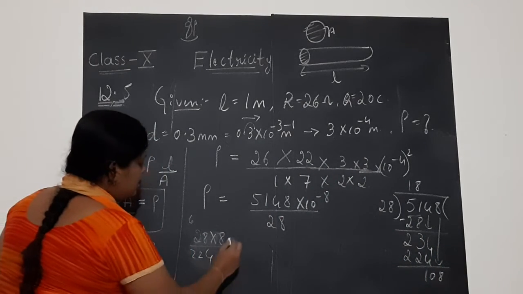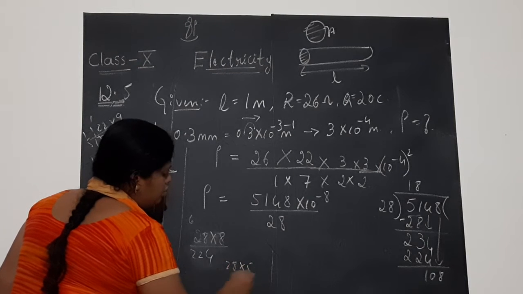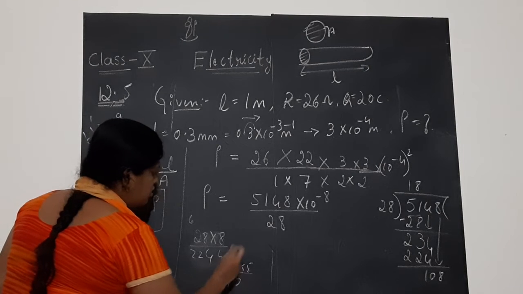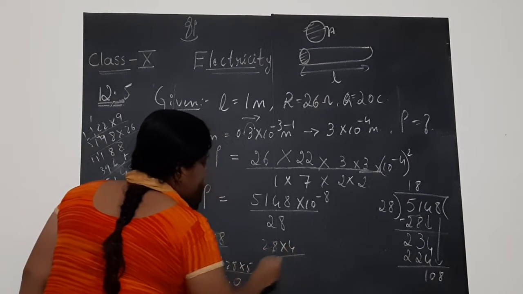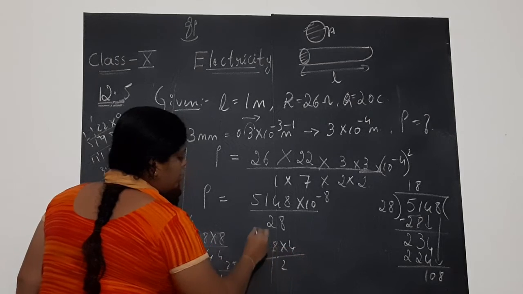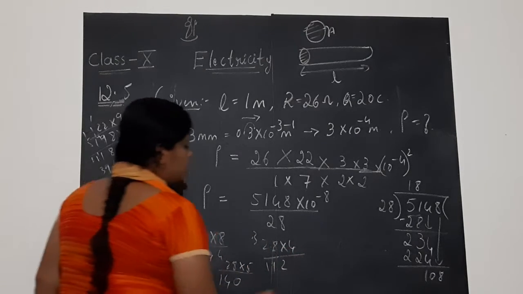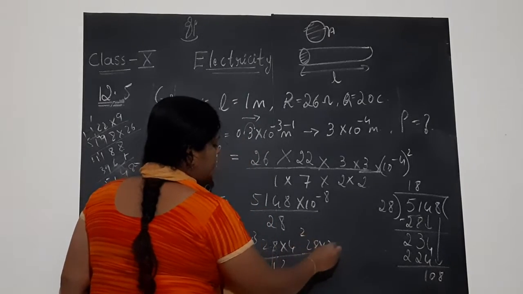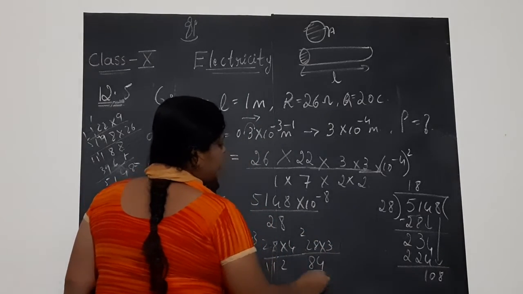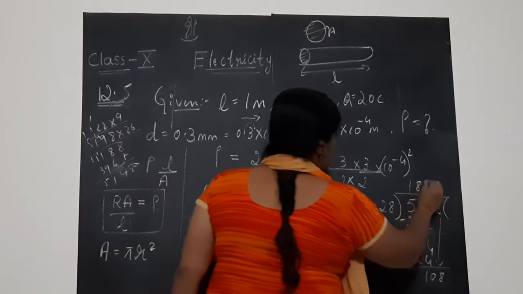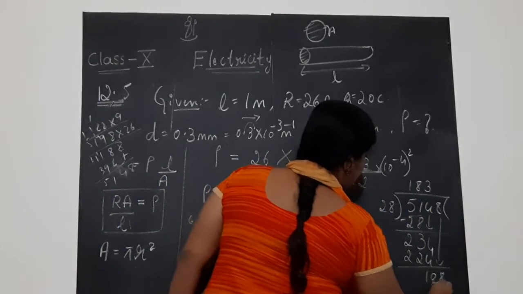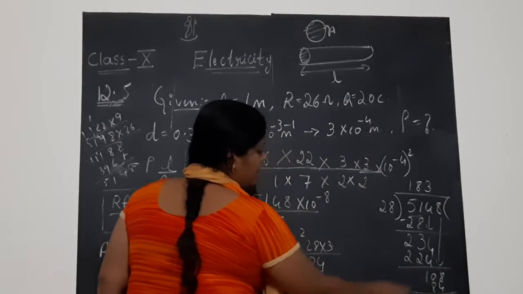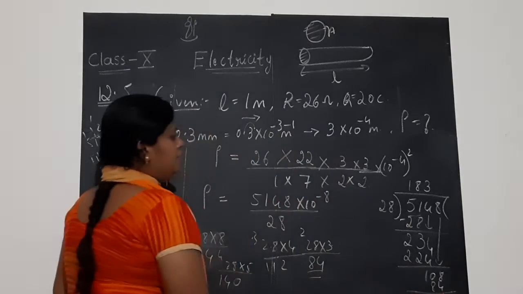108 I want, let me try with 28 into 5. 5 8s are 40, 140. It is more. So 28 into 4: 8 4s are 32, 4 2s are 8, 112. It is also more. So obviously we should go with 28 into 3. 8 3s are 24, 3 2s are 6 plus 2, 8. 84 we got. So 3s are 84. 8 minus 4, 4. 10 minus 8, 2. 24 I got.